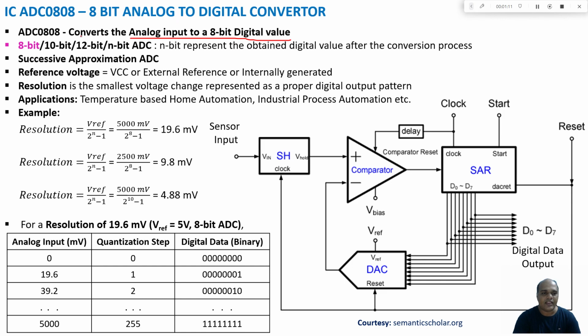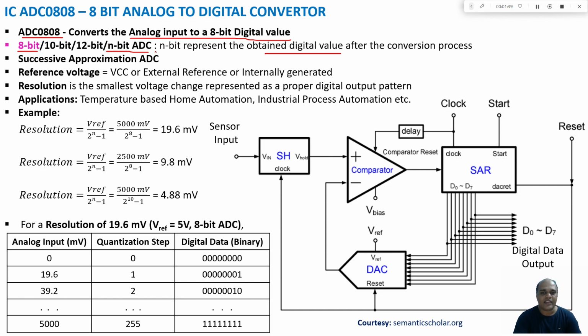One such IC is your ADC0808 IC, which is an 8-bit analog to digital converter, where this 8-bit represents that after the conversion process our obtained digital value will be of 8 bits. Similarly, we have 10-bit ADC, 12-bit ADC, generally we call it an n-bit ADC, which means after the conversion process we get an n-bit result.